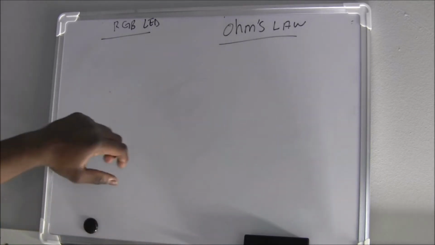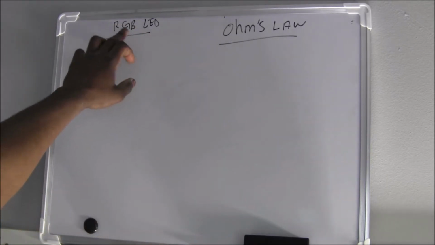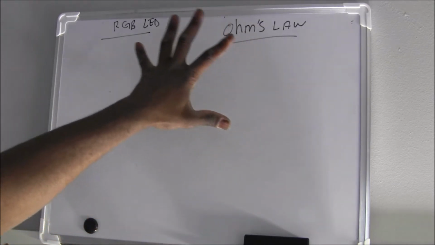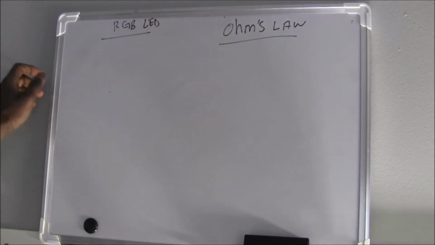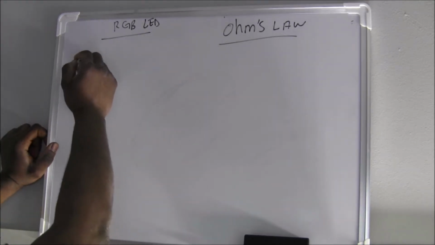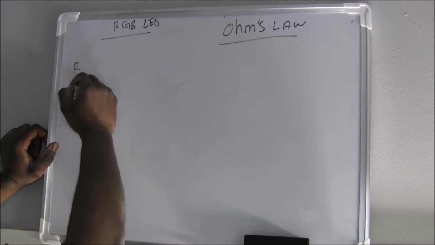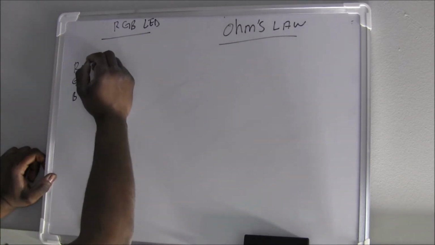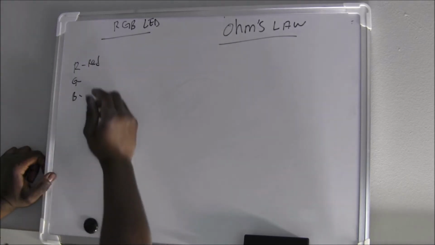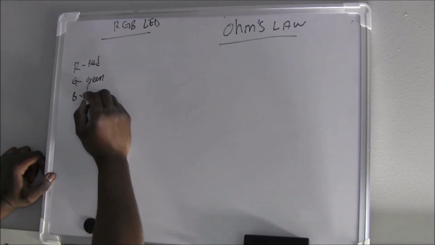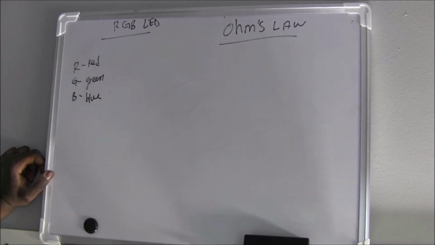So as you can see here, we have RGB LED and Ohm's law. We're going to be working with these two things. The first thing you see here, RGB, has a meaning. The first one is red, the second one is green, and the third one is blue. That's the meaning of RGB.